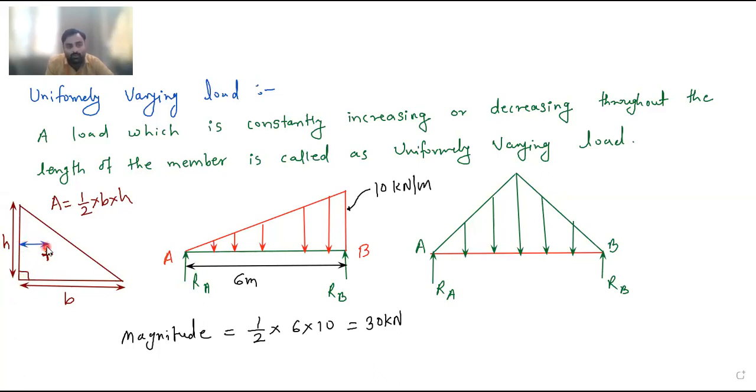Right angle is here and the base is B. So this is the horizontal distance. Horizontal distance, base is B. So this is B by 3.